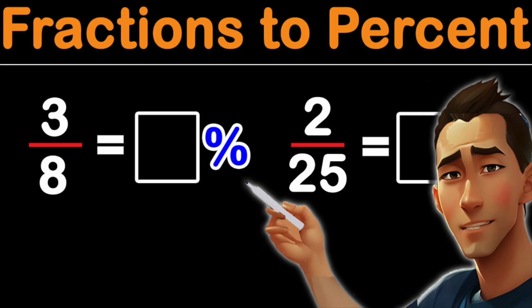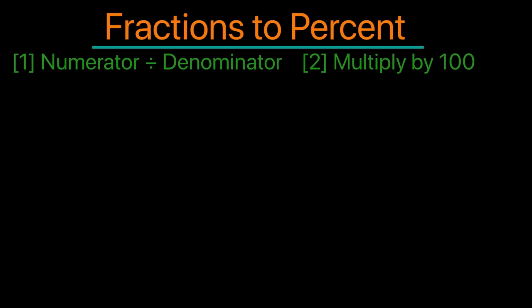In this video, I'll be going over how to convert fractions to percent. The two steps that you need to follow is number one, numerator divided by the denominator, and then after that, multiply by 100. Here is an example. 3/8.